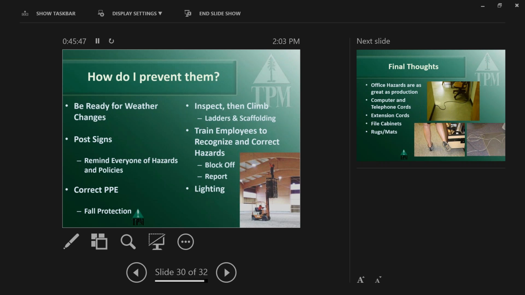Put up signs, remind people. There's nothing wrong with propaganda. Remind everybody of the hazards, but also remind them of how we're going to do it.